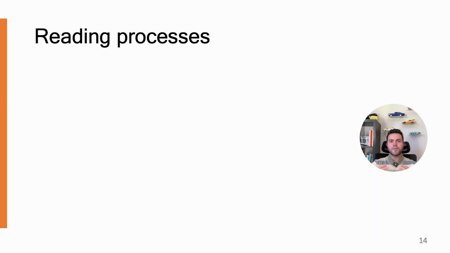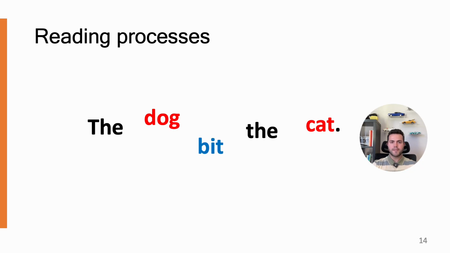All right, let's recap. Reading instruction isn't just about understanding the text. It's about supporting overall language development. But how do we do this? What happens in the brain while reading? Let's take this simple sentence. The dog bit the cat.